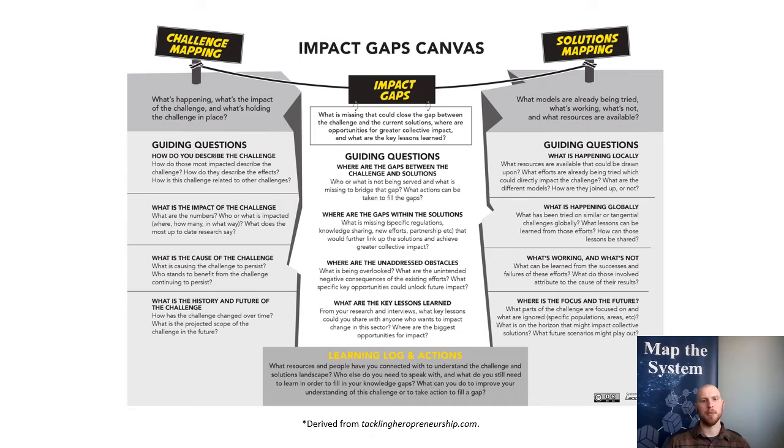For instance, what has already been tried? What has worked and what hasn't? How have these efforts connected and built upon each other? What future efforts are currently being planned? And so on. And then in the middle is the so-called impact gap.